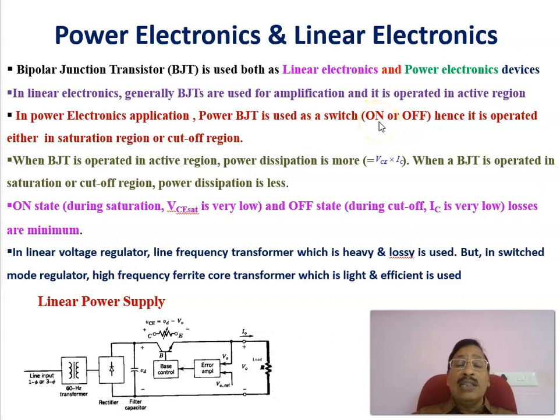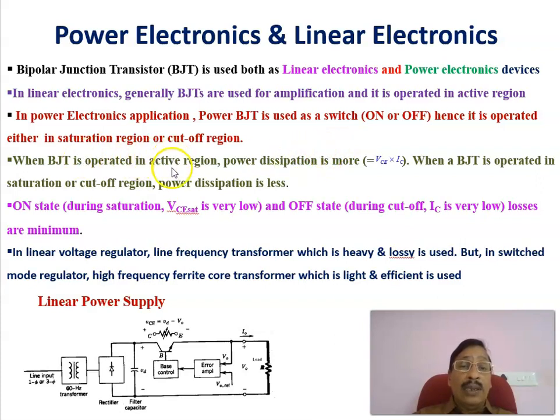It will be either on or off, that is, it will be operating either in saturation or in cutoff. Therefore, the BJT can be operated either as a linear circuit device or as a power electronics device. When it is operated as a linear circuit device, it is working in the active region, and when it is working as a power electronics device, it will be either in saturation or in cutoff as a switch.